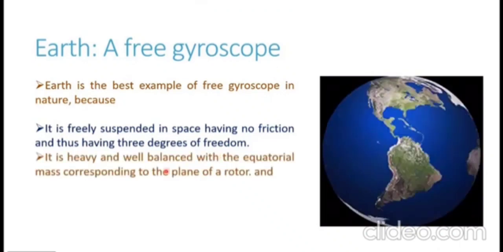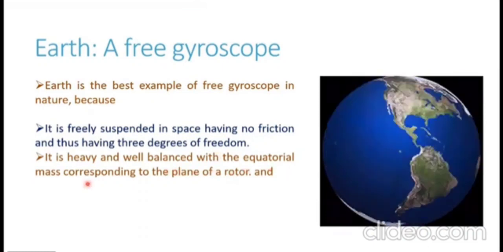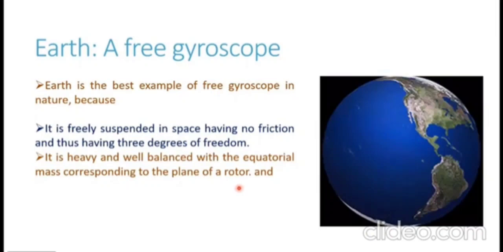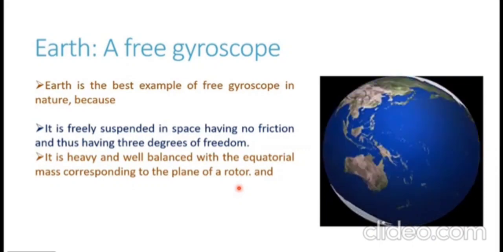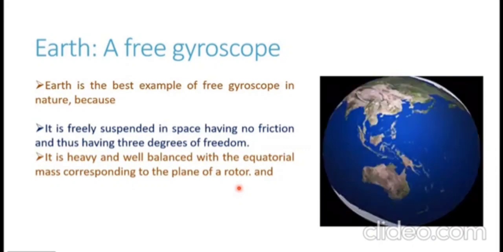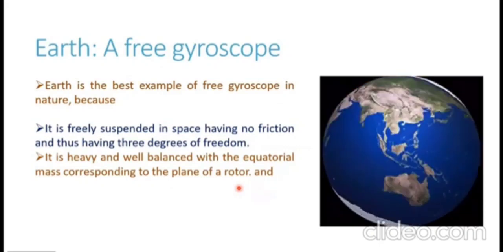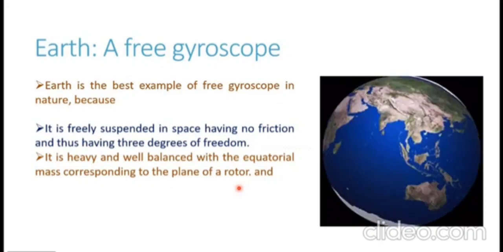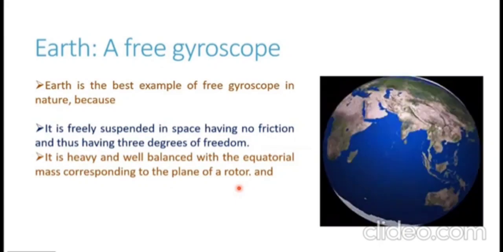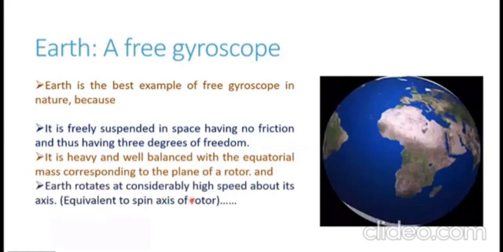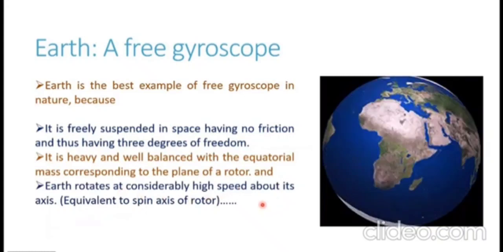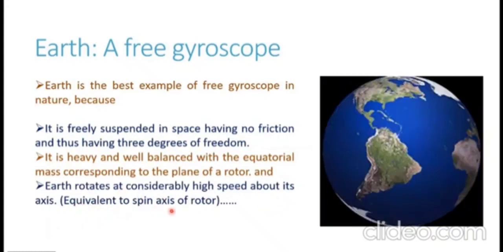The Earth is heavy and well balanced with the equatorial mass corresponding to the plane of the rotor. Now we know the Earth is slightly flattened at the poles and is bulging at the equator. So the equatorial mass is more as compared to the polar mass. With this equatorial mass corresponding to the plane of the rotor, it is perpendicular to the axis around which the Earth is rotating. So it corresponds exactly to the rotor and spin axis arrangement which we saw in a free gyroscope. Earth also rotates at a considerably high speed about its axis, which is equivalent to the spin axis of a rotor.